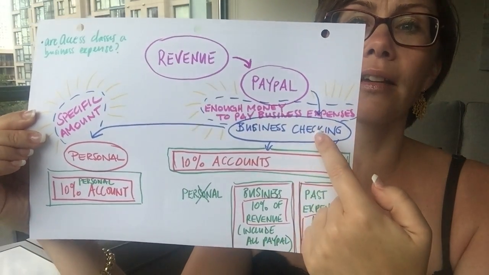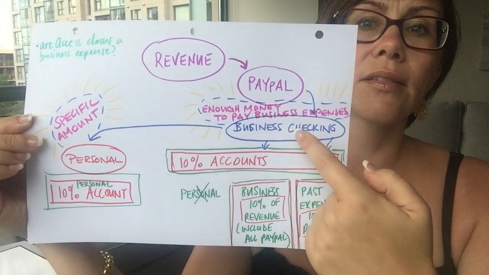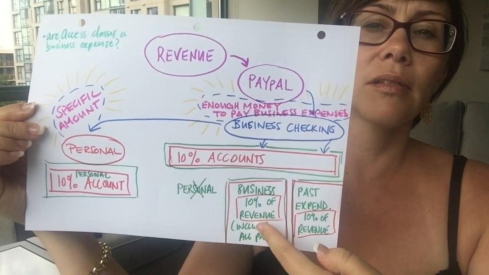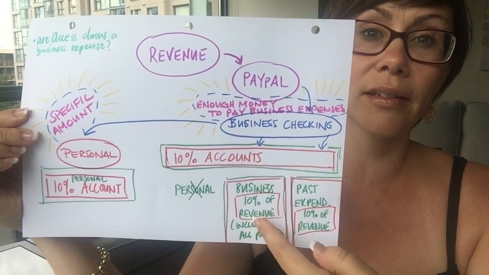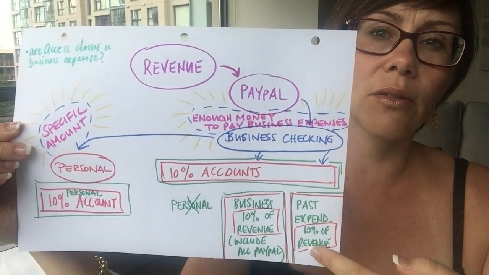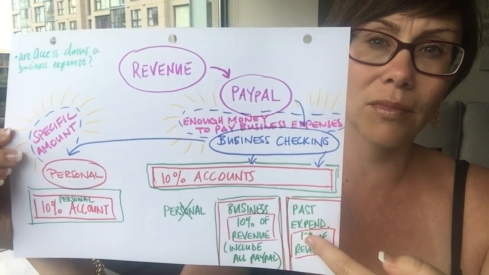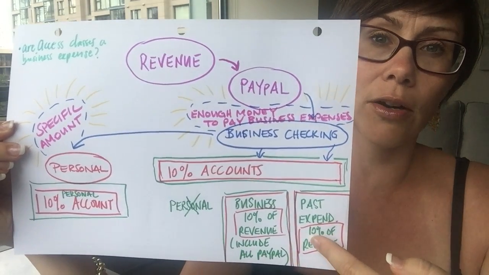From the business checking account, it needs to go a few places. 10% of this revenue needs to go into my business 10% account that I never spend. Then 10% of it needs to go into the past expenditure 10% account so that I can start paying down some past expenditures, credit cards.